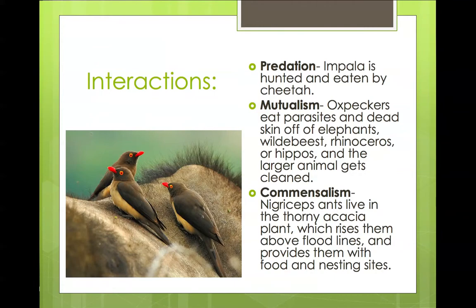A great deal of interactions occur within the savanna too, with such a wide range of animals. An example of predation is that impala is hunted and eaten by cheetah. Mutualism is an example when oxpeckers eat parasites and dead skin off of elephants, wild beasts, rhinoceros, or hippos, and the larger animals get cleaned. Commensalism occurs between nigrisep ants when they live in the thorny acacia plant, which rises them above floodlines and provides them with food and nesting sites. Look at the bright beaks from those birds.